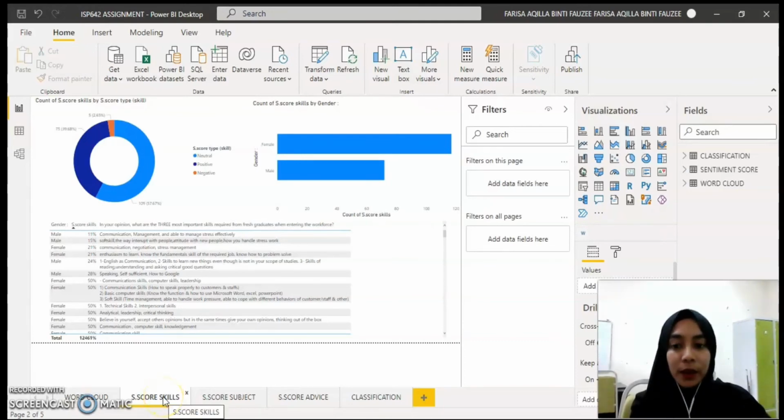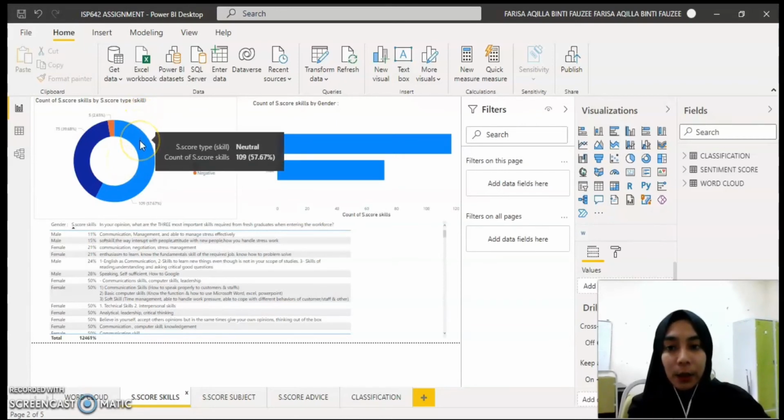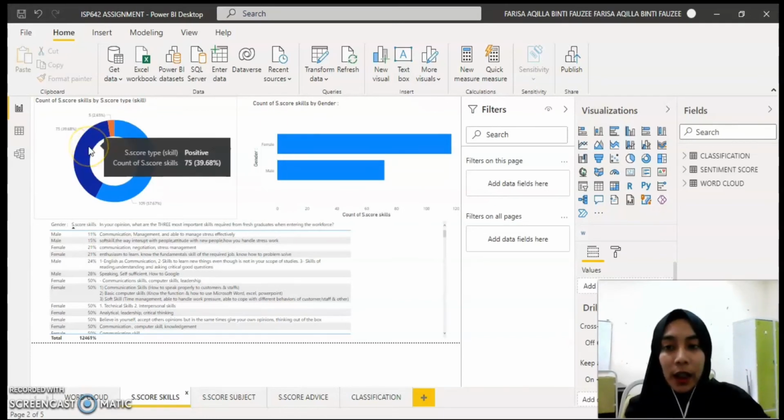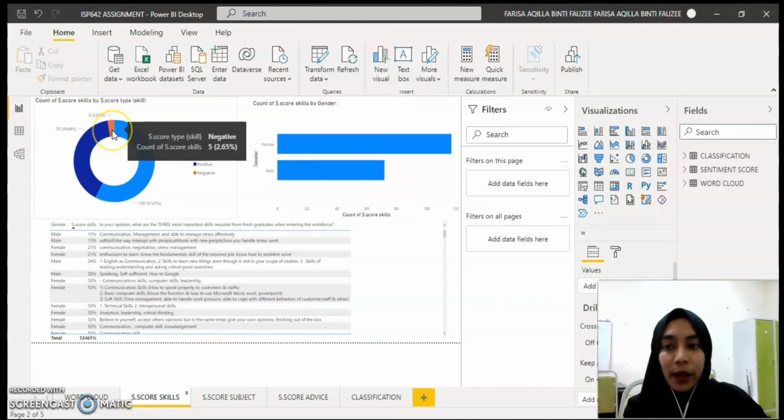This is the sentiment score dashboard for the skill aspect. As we can see from the donut chart, skill has the highest number of neutral for the score with the count of 57.69%. The second highest is positive with the percentage of 39.68%, followed by the lowest one, which is the negative score with the percentage of 2.65%.